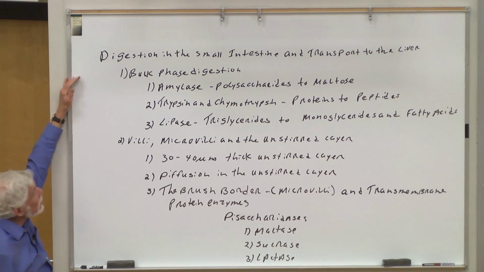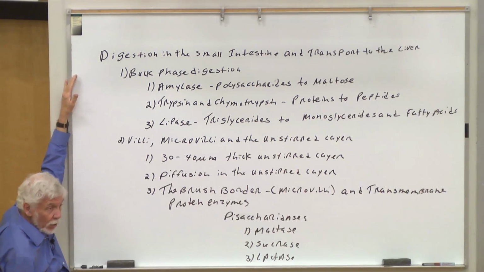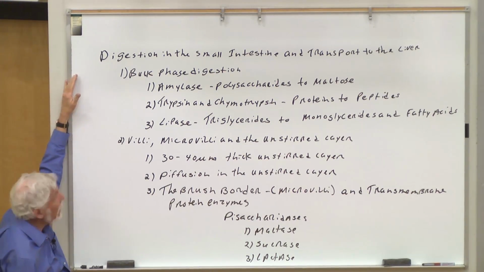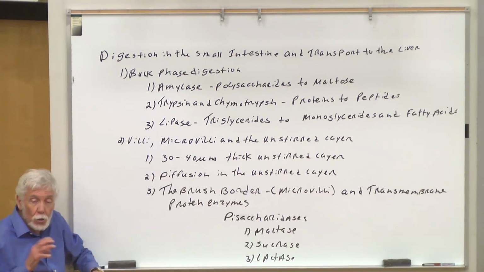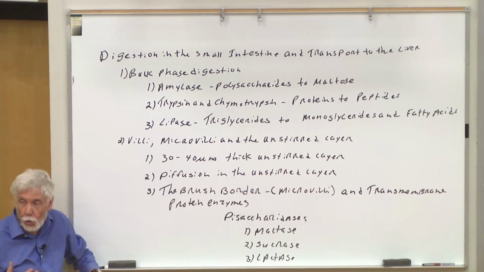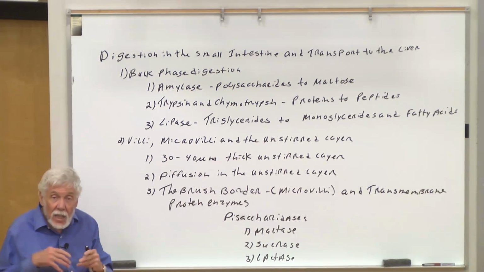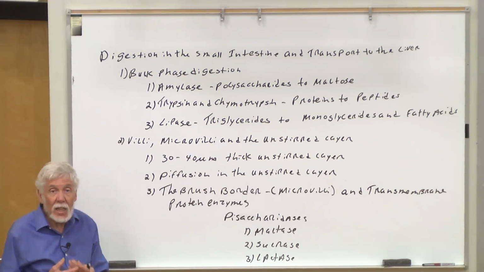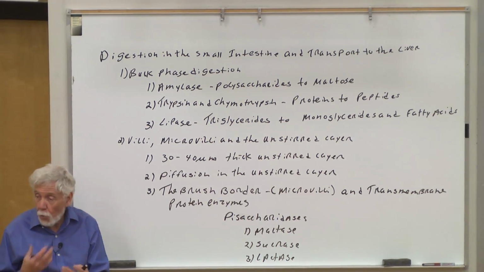But where we left off last time was we talked about digestion in the bulk phase versus digestion in the unstirred layer. And that's what we're going to pick up today. We're going to talk about the idea that in the small intestine, there are two places where much of the digestion occurs. In the central region of the lumen of the small intestine, that's intended to be the bulk phase. And that's the region where the smooth muscle is sloshing the fluid back and forth and back and forth.